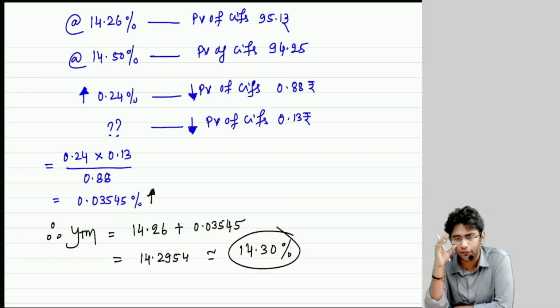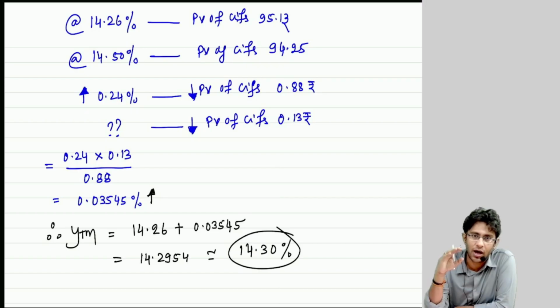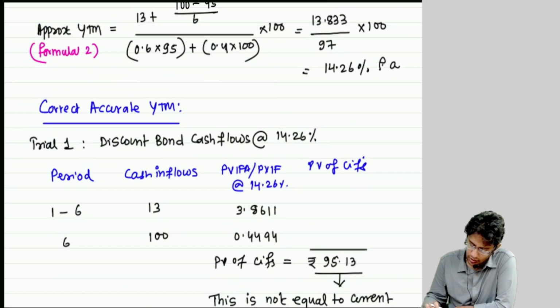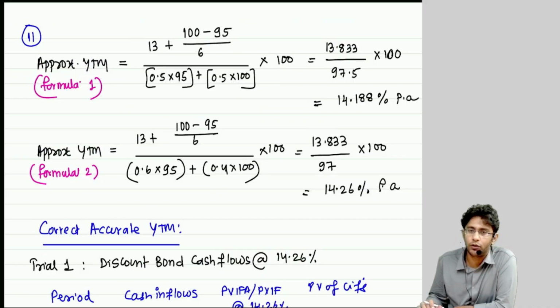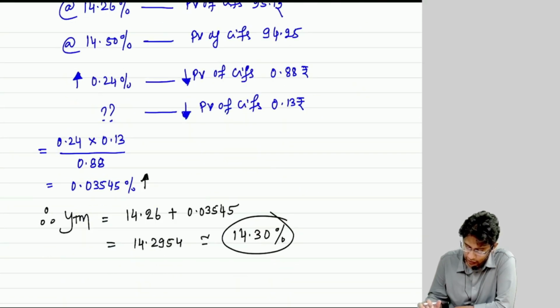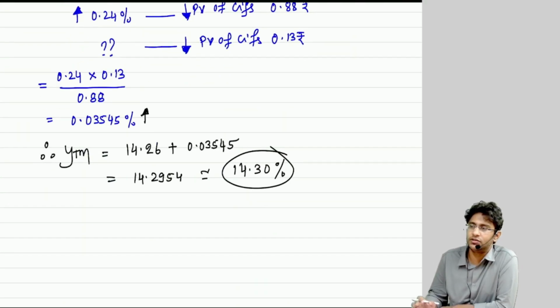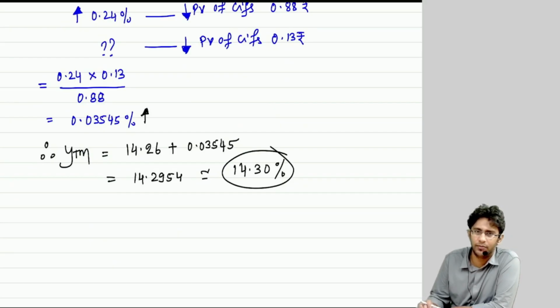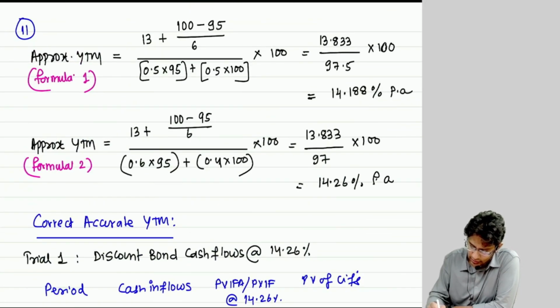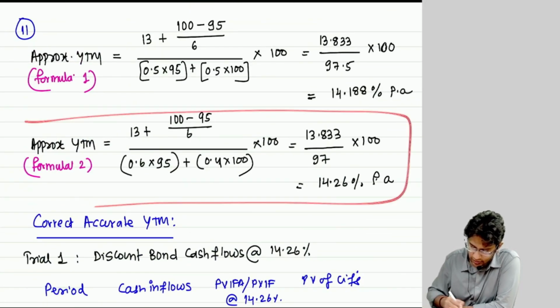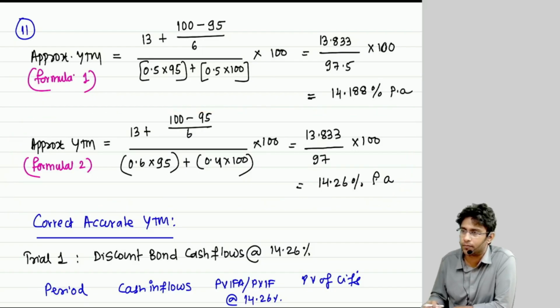From this, what is the proof is, both the approximate YTMs are wrong. But the second one is almost near. First one answer is how much? 14.18. This is 14.26. Actually is how much? 14.30. Which one is near? Second formula. So if the question asks you YTM for a 3 marks or a 4 marks, don't solve all this. Just write the second formula and you stop your answer here. Over. Clear, sir?